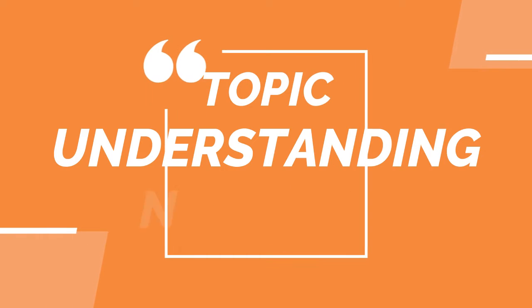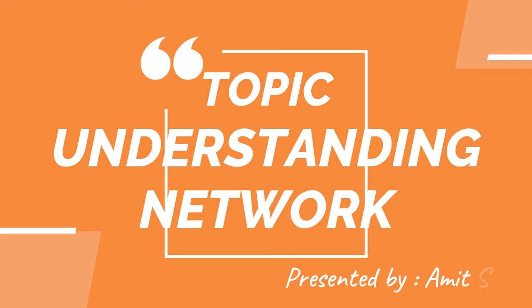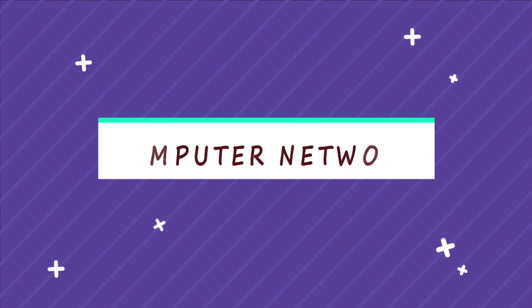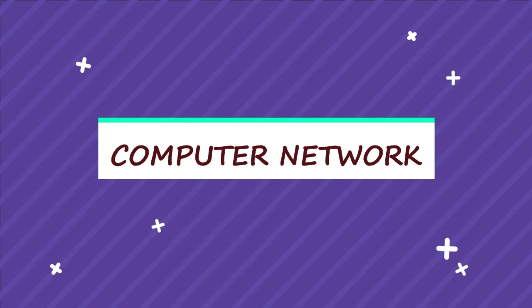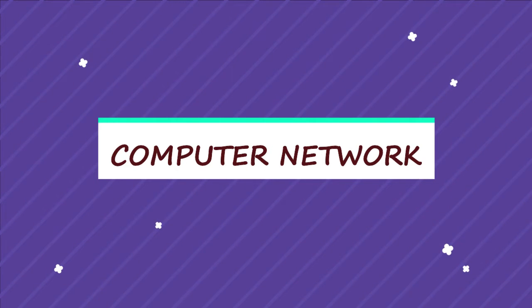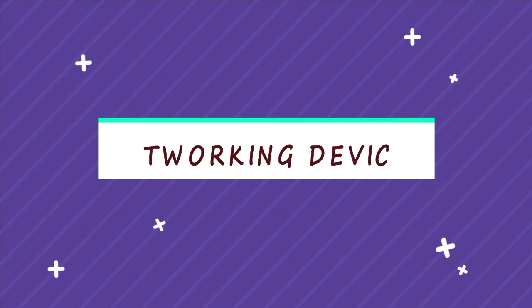In the previous lesson, we learned that when two or more computers are connected together for sharing information or data, or even for sharing the resources, then it is called a computer network. Also, we discussed the various advantages of computer network. Today, we are going to learn about the various networking devices that are required to establish a computer network.